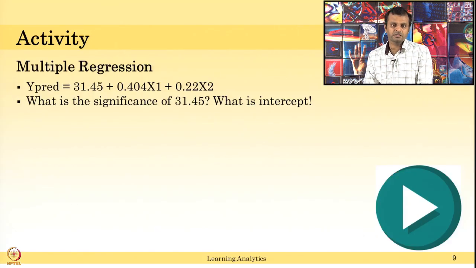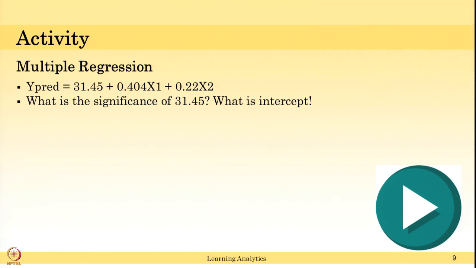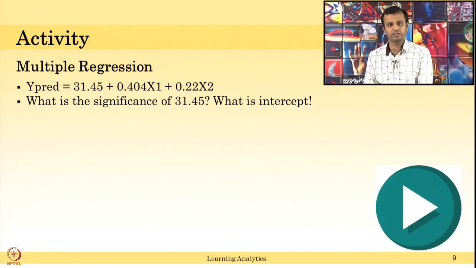It's interesting that we saw in a simple linear regression, also in multiple regression, there's an intercept like 31.45 in this equation, or some other values in the previous equation. What does this intercept mean? What is the significance of this 31.45? Take a moment. This intercept is the line extended towards 0 in the x value, where it crosses the y scale. That's a value, good, but what does it mean?